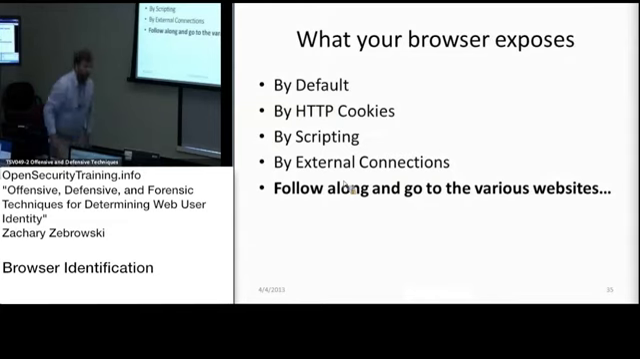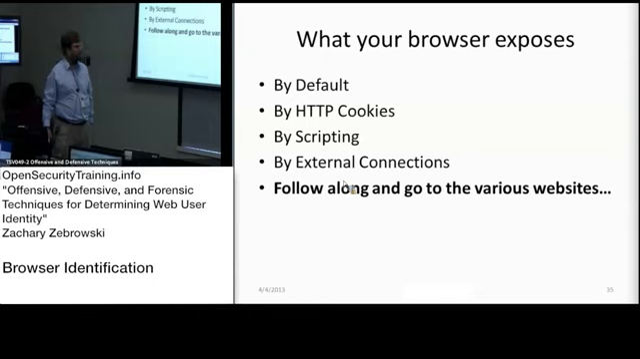So in the first case, we'll talk about by default. Basically, these are the things which the server can see by its environment variables. We'll talk briefly about HTTP cookies because HTTP cookies is just a way of sharing information. By scripting, so if you run Flash or Java, you can find additional information about users.